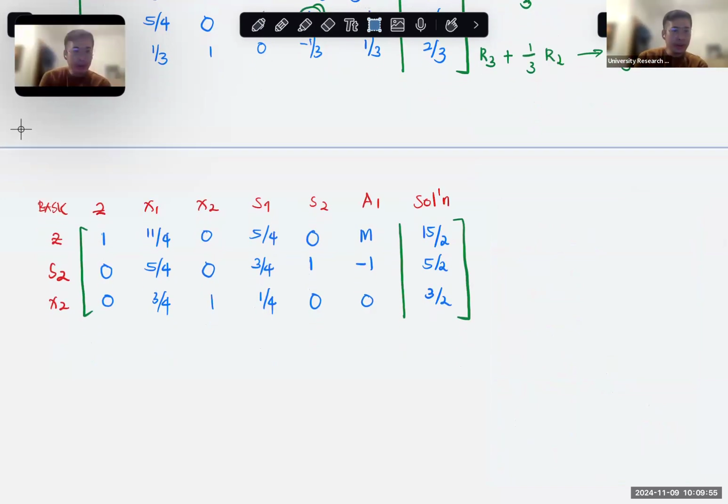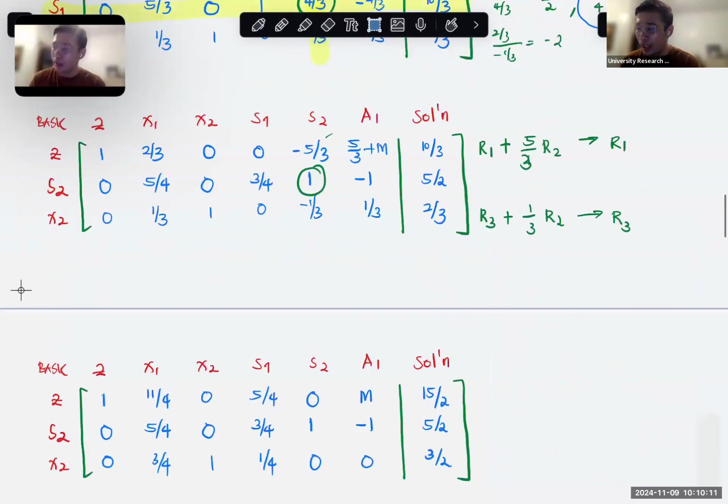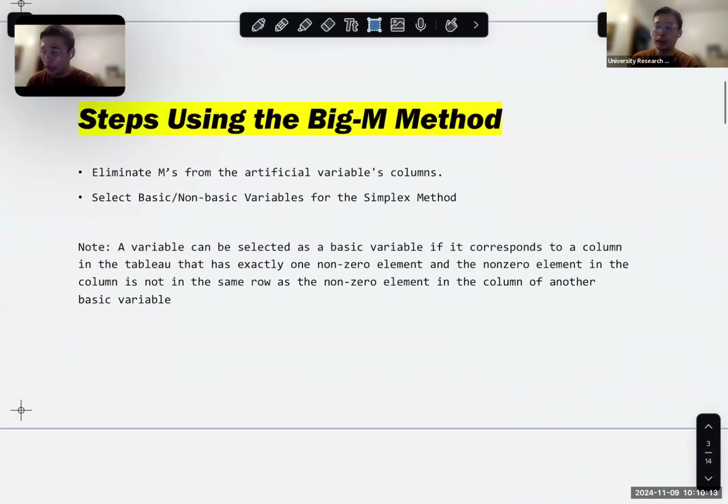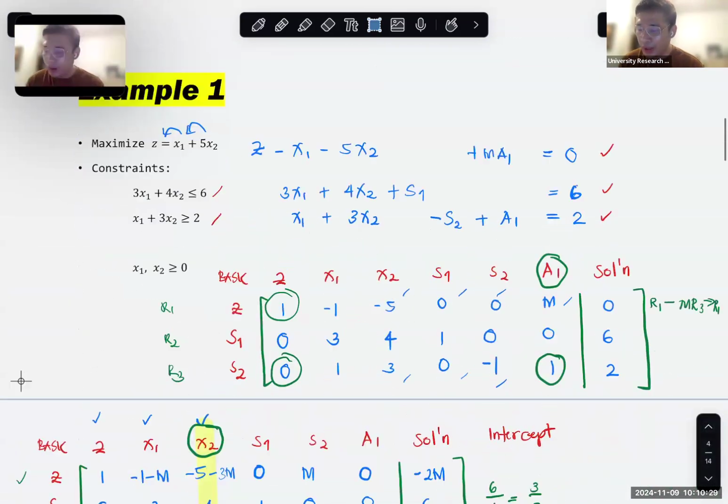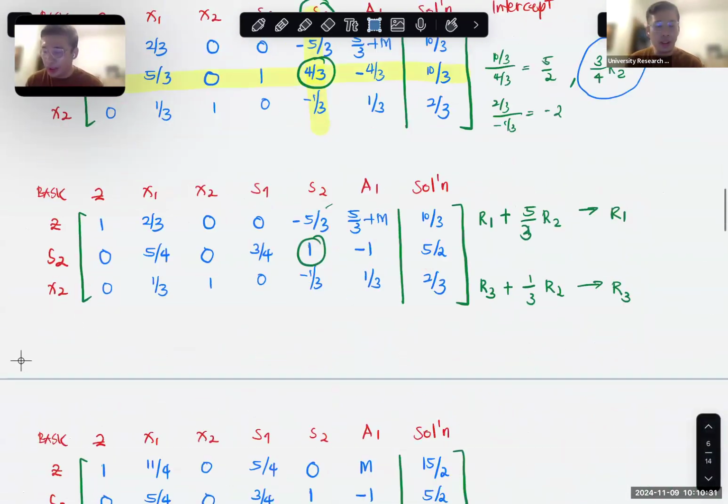Okay. So this time, as you can see, we don't have a negative element anymore under our objective function, so that means we're done. Okay? So we just need to interpret. So as we said earlier, we need to determine our basic variables and the non-basic variables. When we say basic variable, it corresponds to a column in the tableau that has exactly one non-zero element. So you look here for the column with only one non-zero element.